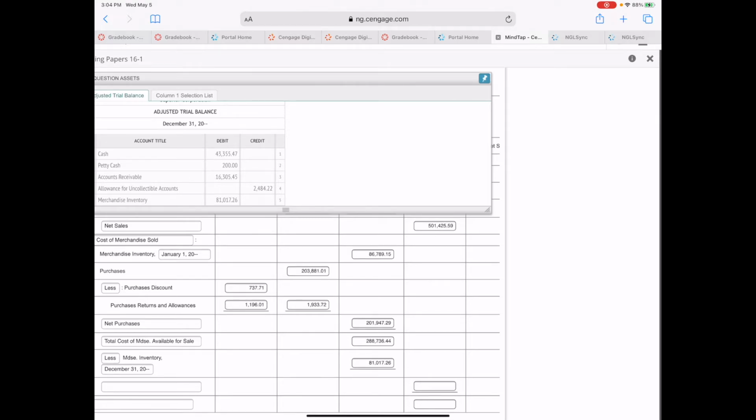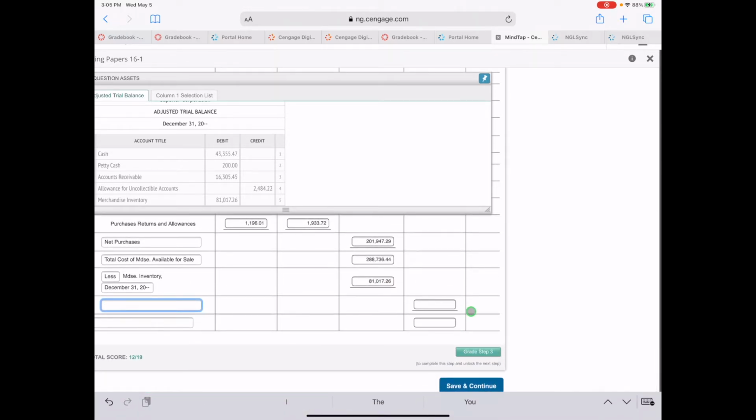Okay, so if you look in that column there, this column right here, you can see there's a single line right there. So we're going to use these two numbers here: our total cost of merchandise available for sale minus the ending inventory. And when we're all done with that, we are going to find our gross profit.